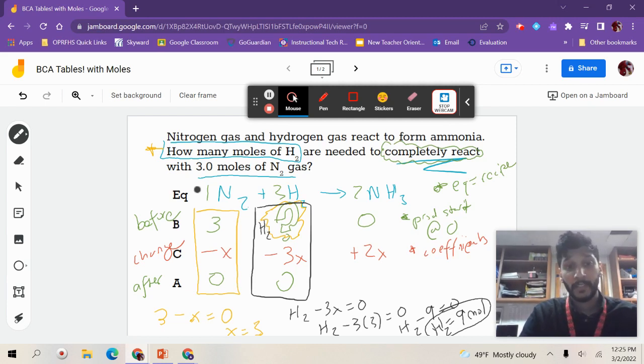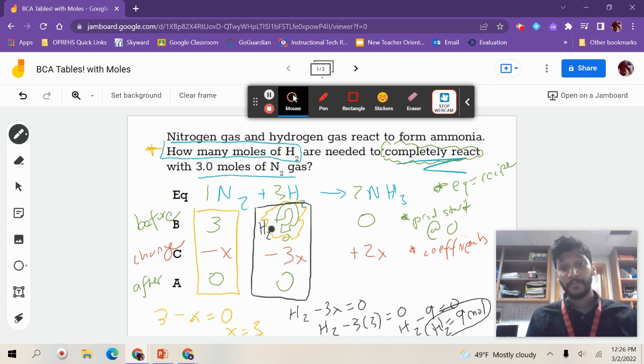And we can even look back at the equation, right? For every 1 mole of nitrogen, it needs 3. So every 3 moles of nitrogen is going to need 3 times that. It's going to need 9. Sometimes the numbers get a little trickier. This is just whole numbers, so it's a little bit easier to see initially. But once you have this ICE table set up, you can use it to solve for other quantities too.